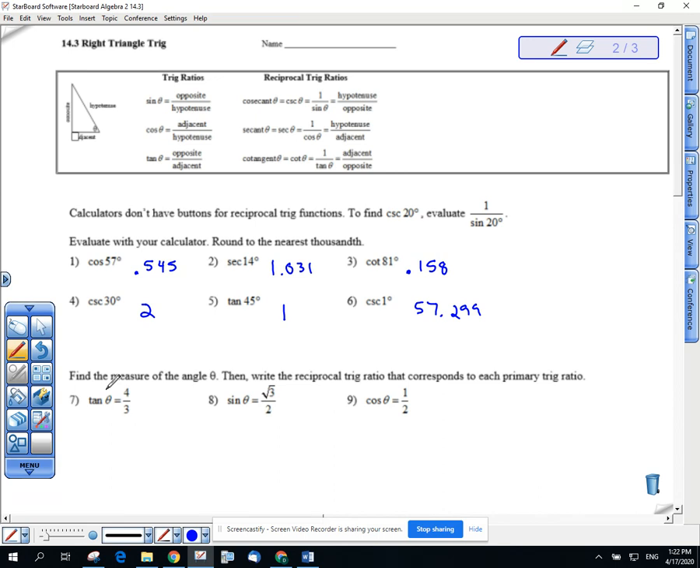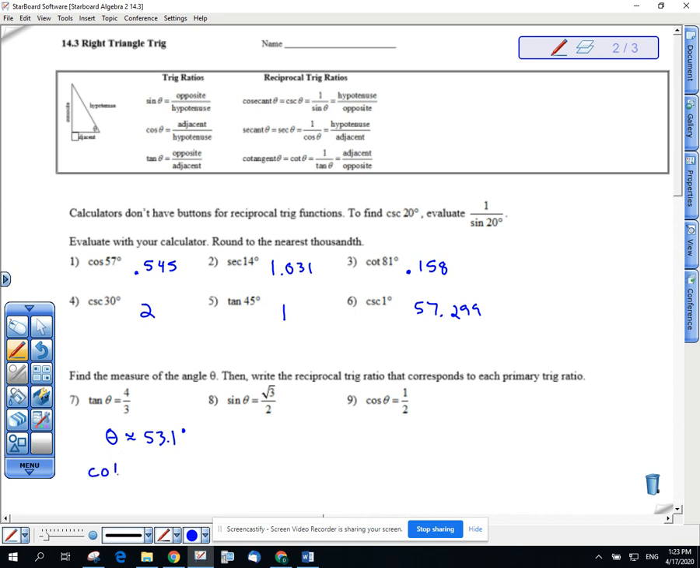And on my calculator, if I type in inverse tangent of 4/3, I'll get 53.1 degrees. Theta is 53.1 degrees. I've decided to round to the nearest tenth there. Okay? Now, I guess more importantly, for this example, they want you to find the reciprocal trig ratio.